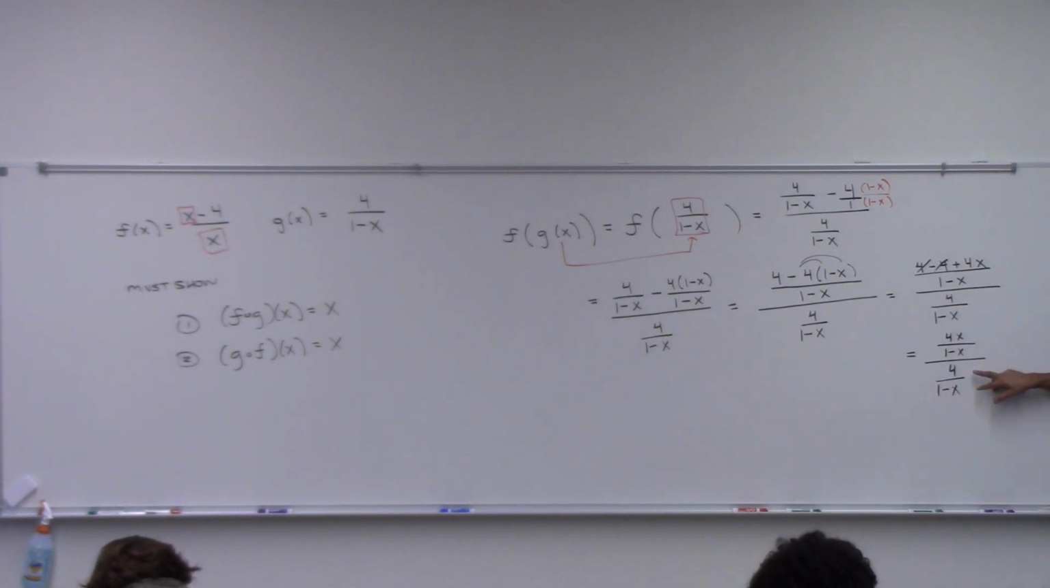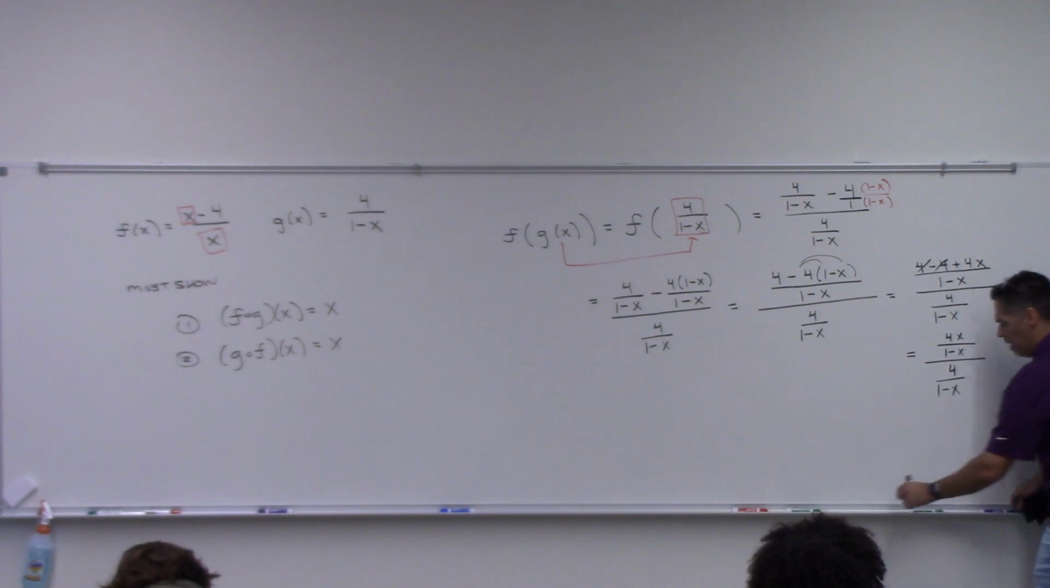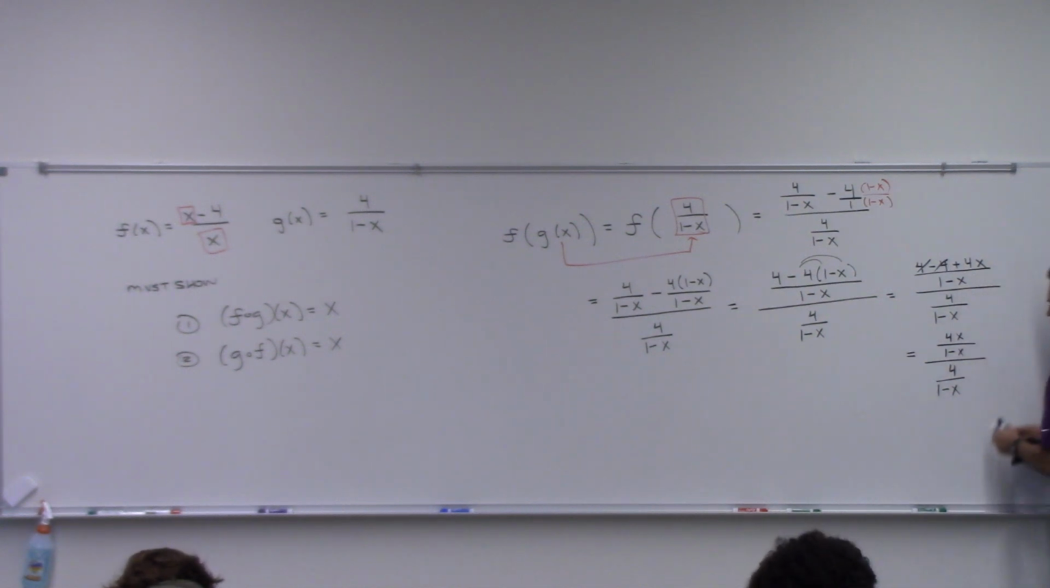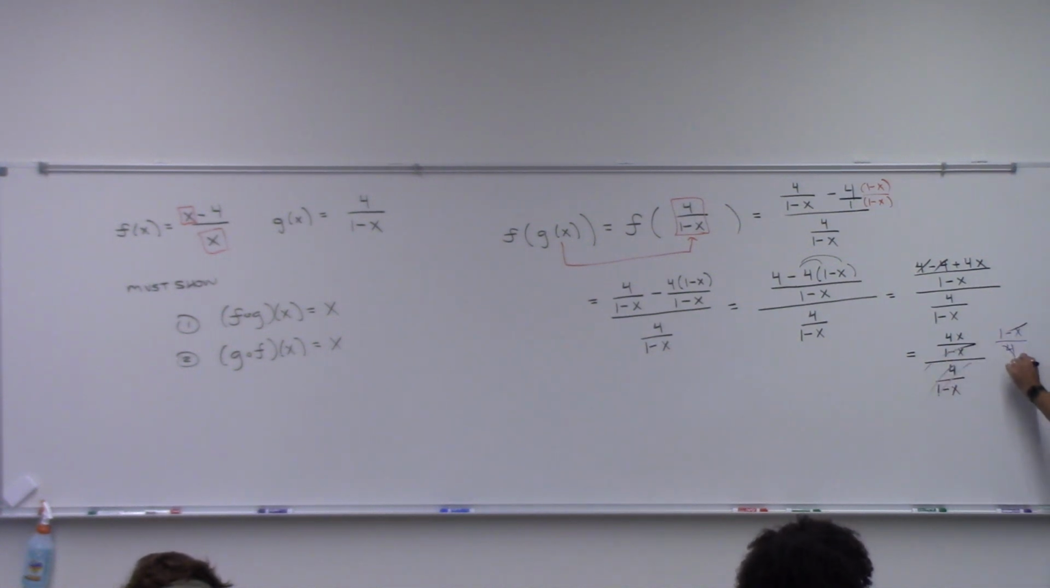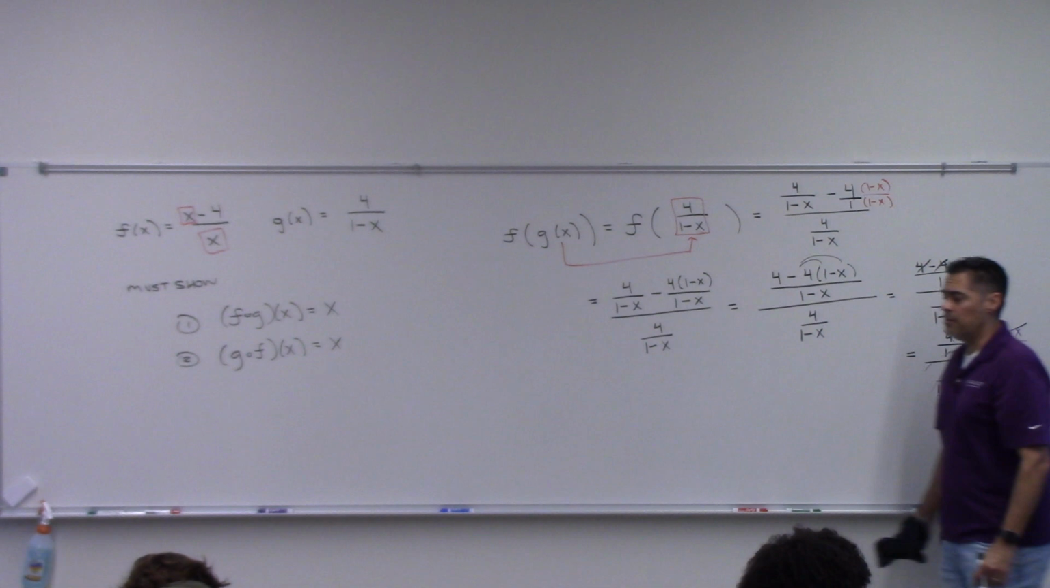And then I can keep this and bring it up, like this. So let me go ahead and do that. I'll do it in purple. When I flip that up, it's a 1 minus x on top and a 4 on the bottom. That's no longer there. And you see what happens now? 1 minus x goes, and then also the 4 goes. And you get x, which is what I needed to show.